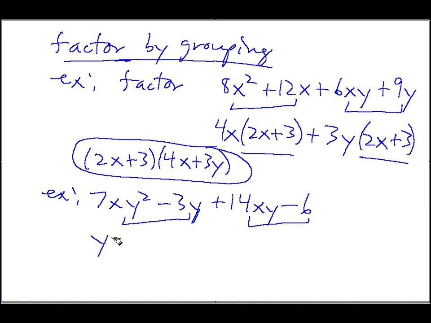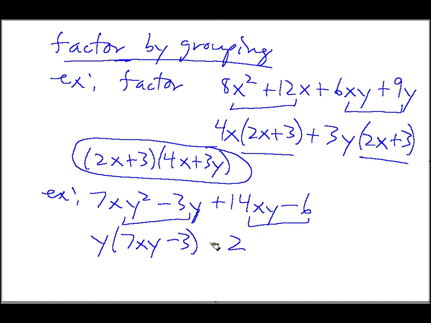So I can only take out a y. So what's left then? 7xy here, because y times 7xy will give me 7xy squared. Can we see that? And then y times what gives me the minus 3y? So just minus 3. All right. What's in common here? Well, 14 and 6, that's going to be 2. I can take out a 2 right here.